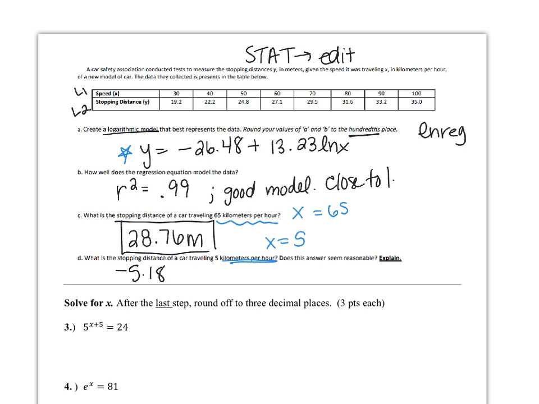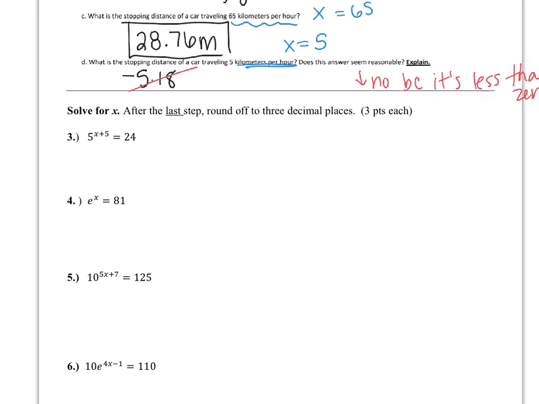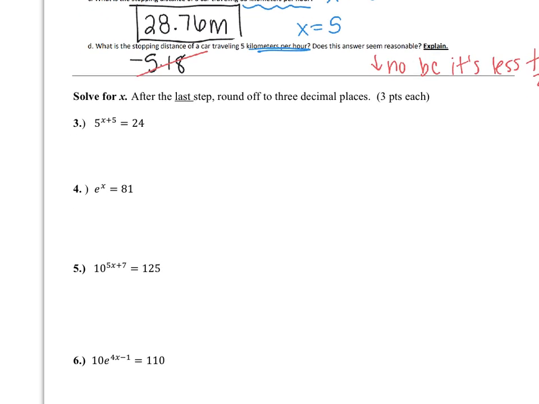Can you go a negative distance when you are moving forward and put your brakes on? No. So this doesn't make sense. So you would say no because it's less than 0. So sort of just interpreting that data and recognizing that doesn't make sense. You have to go some distance to stop when you're moving rather than going backwards.